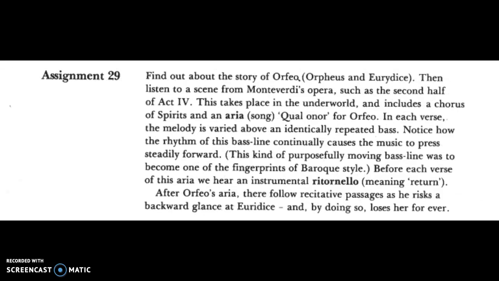Now your assignment for the week is assignment 29. Find out about the story of Orpheus and Eurydice. Then listen to a scene from Monteverdi's opera, such as the second half of Act 4. This takes place in the underworld and includes a chorus of spirits and an aria. We now know that an aria is a song because we did the Da Capo aria. And you have to listen to that song, Qual Onor, for Orfeo.